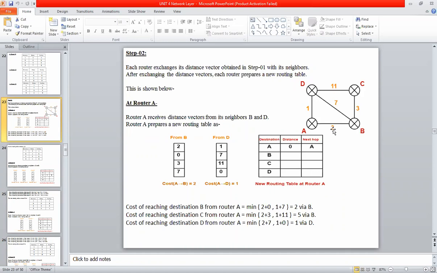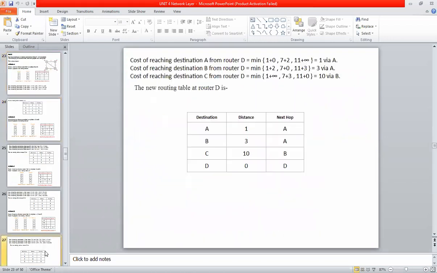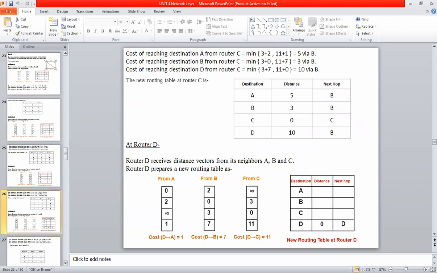Which is the least cost here? Which is the minimum number here? 5 or 12? That is 5. So you have to consider 5 over here. See here, 3 plus 2, 5, and 11 plus 1, that is 12.